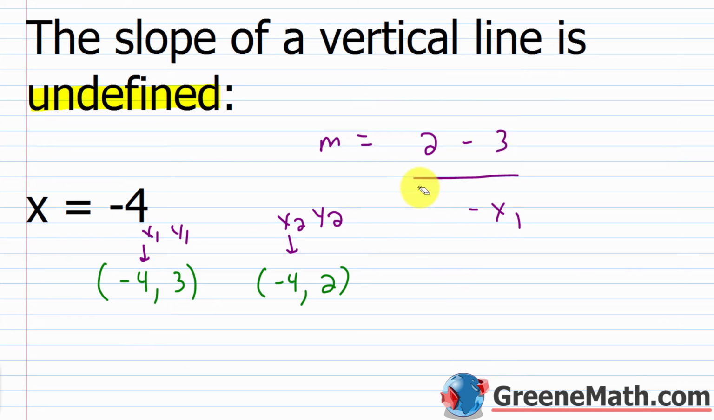For x sub 2, you get negative 4. And for x sub 1, you also get negative 4. And remember, minus a negative is plus a positive, so really this is negative 4 plus 4. So 2 minus 3 is negative 1, but it's over 0, so again, this is undefined.